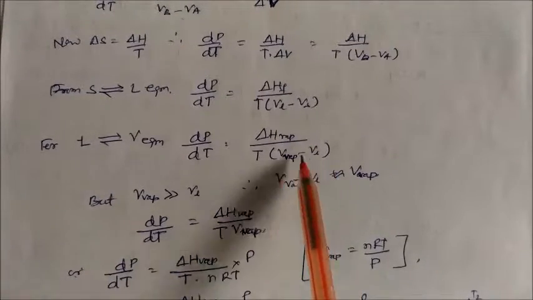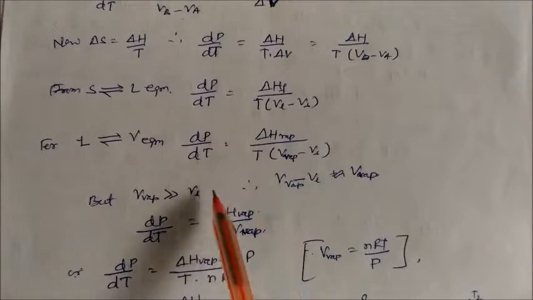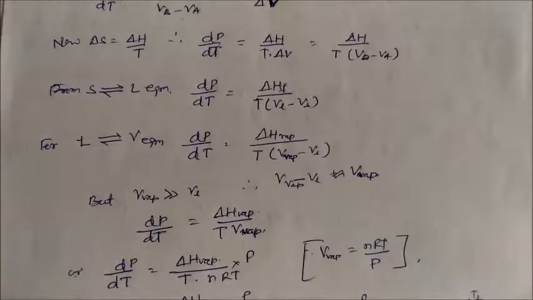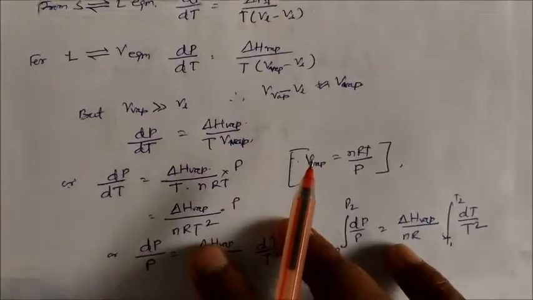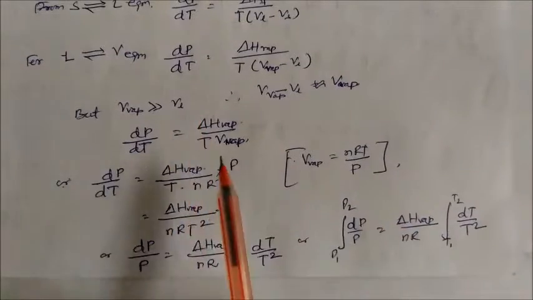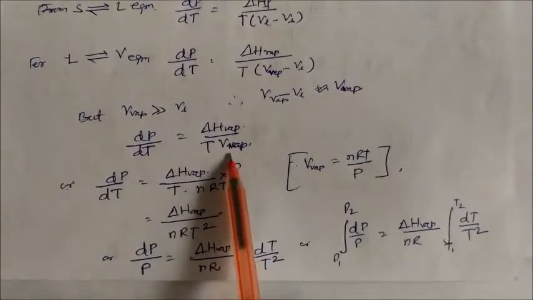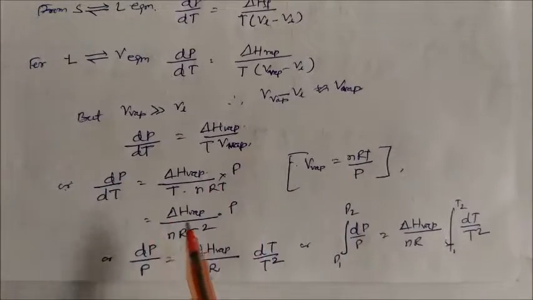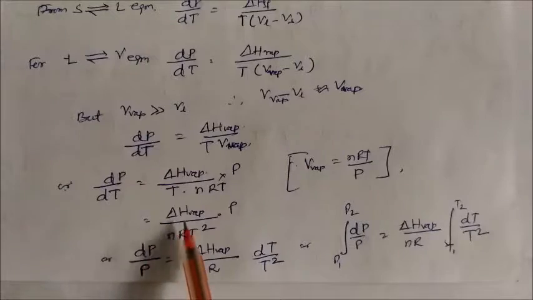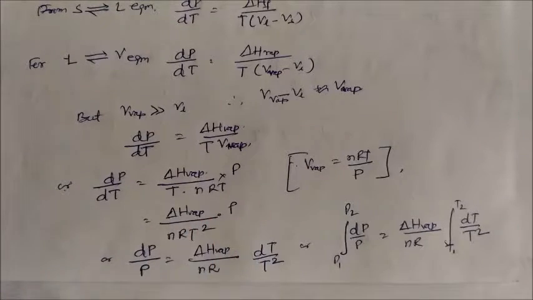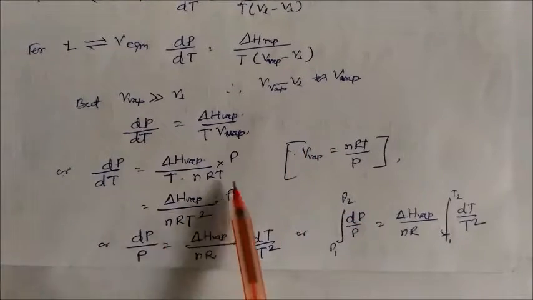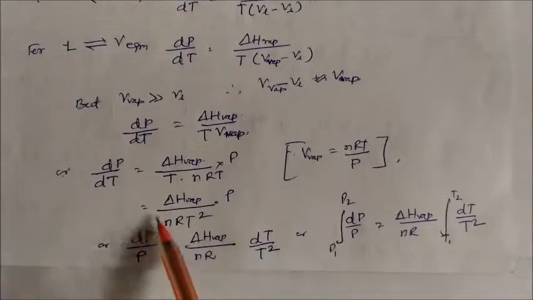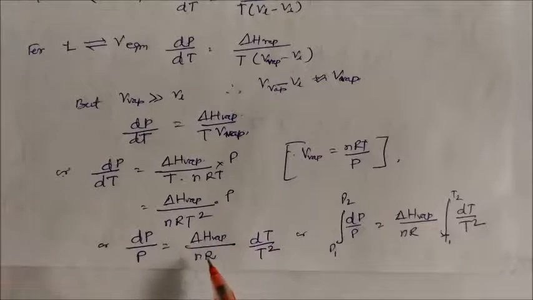So in this case, the volume of the vapor is very, very high compared to the volume of the solid or liquid. So this will be almost equal to the vapor volume. So we will take only the vapor, and the liquid is ignored. So we can write dP by dT is equal to delta H vapor by T into the volume of the vapor, which is nothing but nRT by P. So dP by dT is nothing but delta H times P by nRT squared. Or we can write carefully, P will go to this side, so dP by P is delta H by nR times dT by T squared. So this is the one equation. This equation we can convert into this form.